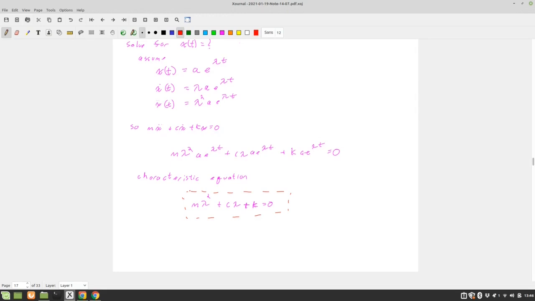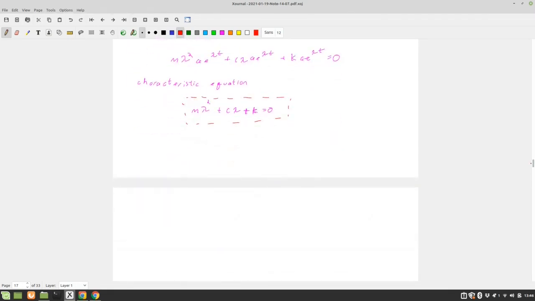So now can we solve for λ? Pretty easy, quadratic equation. Let's go ahead and write that out. Using the quadratic formula, we're going to get λ₁,₂, the 1, 2 because we have two solutions, equal to negative c plus or minus, that's what gives us our two solutions, the square root of c² minus 4km, over 2m. That's the way we've always seen the quadratic formula.